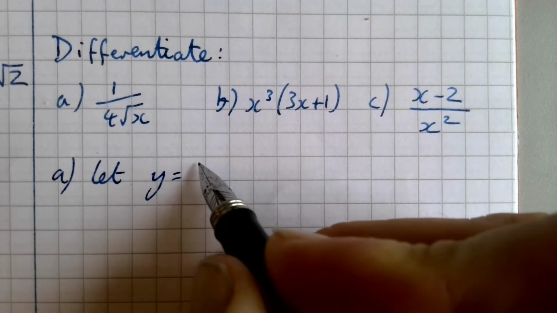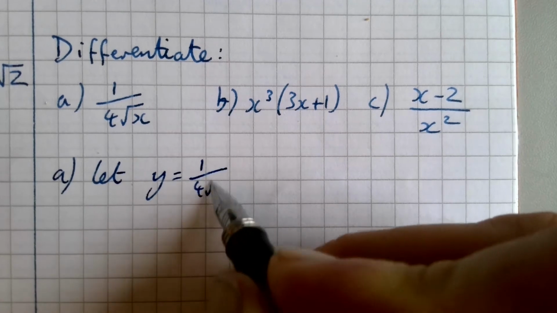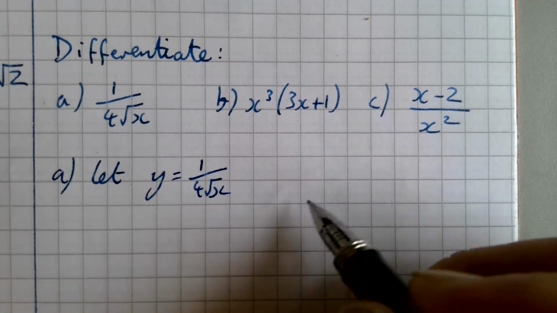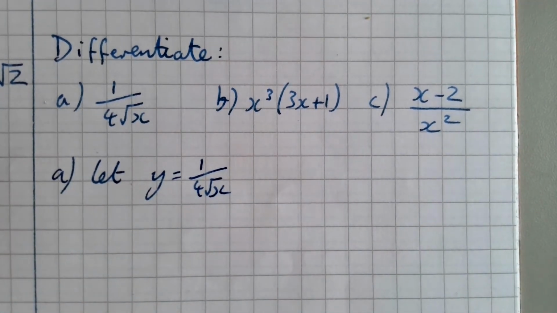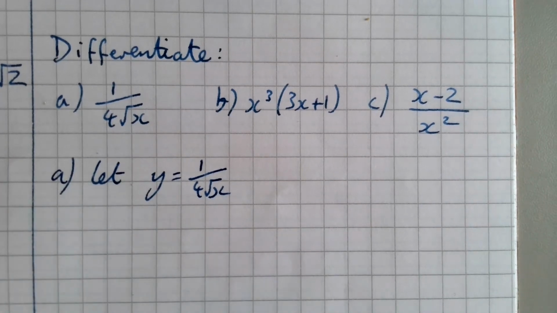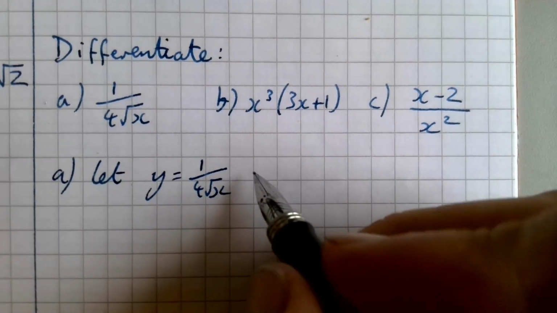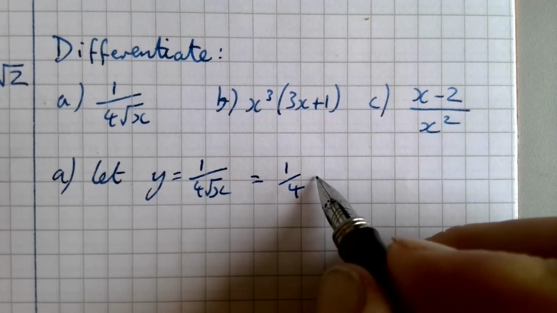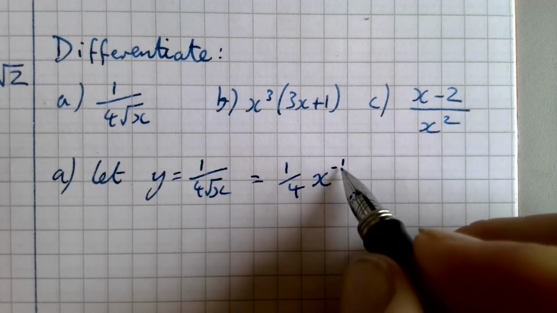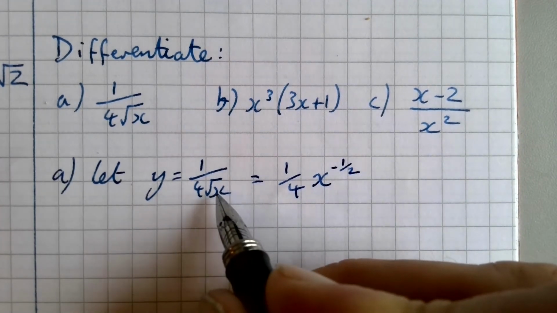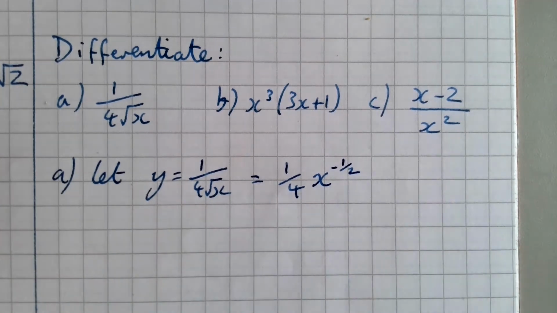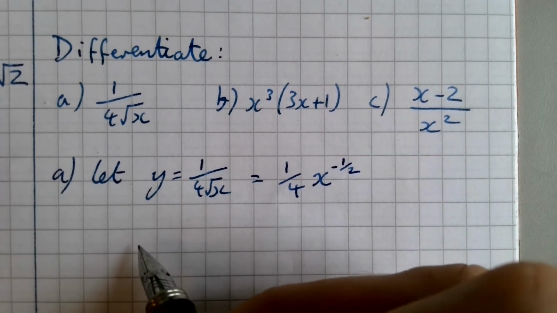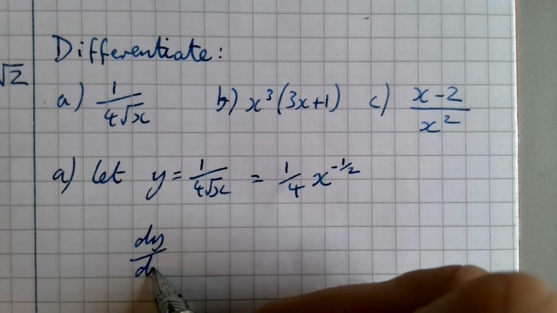So if we say let y equal 1 over 4 root x, then before you differentiate it, you want to make sure you get your terms involving x as a multiplied term just with a power. So I could then say that that's going to be the same as 1/4 x to the minus a half, because the square root is a half, and because you're dividing by it, that becomes a negative. Once I've got that, I can differentiate that the usual way.